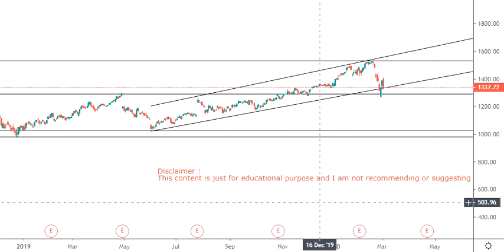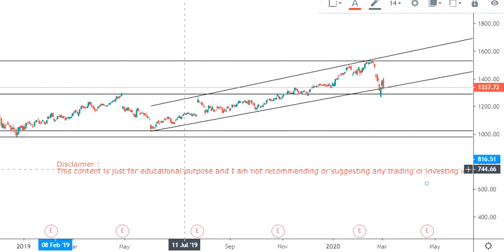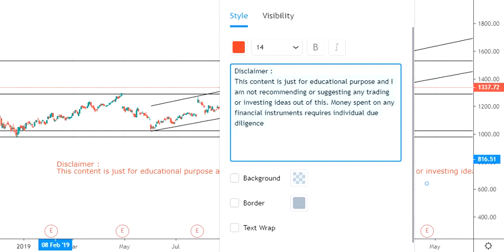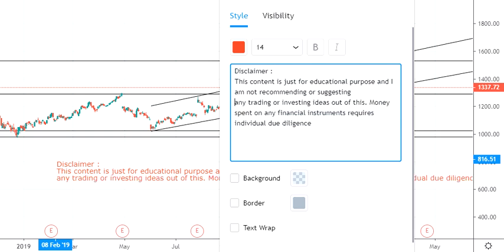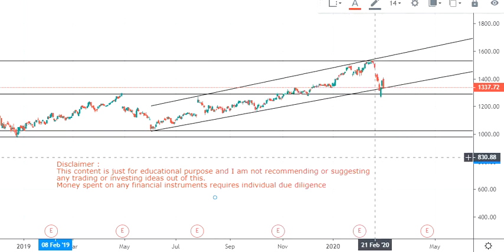Just a disclaimer, I want to post a disclaimer so that I am very clear about what I'm saying, and you should do your own analysis.